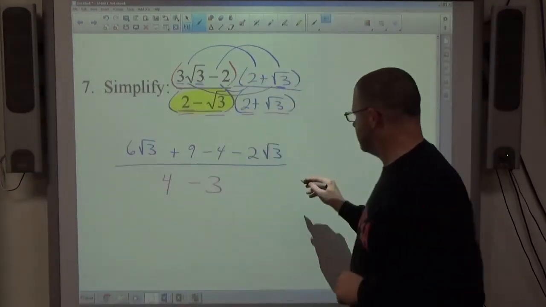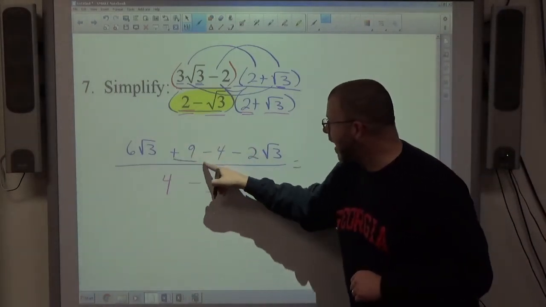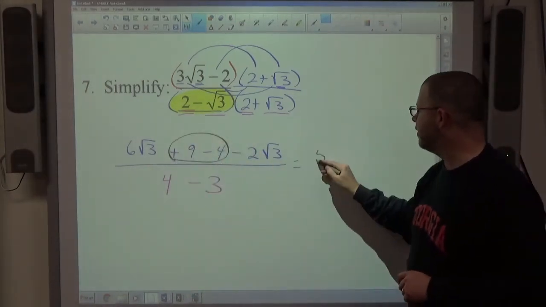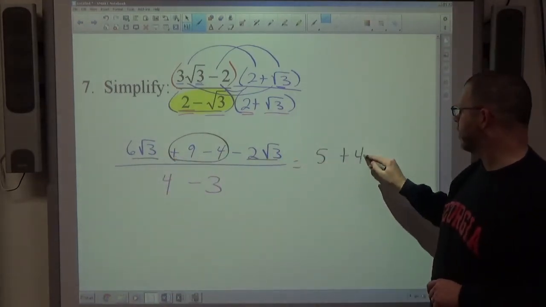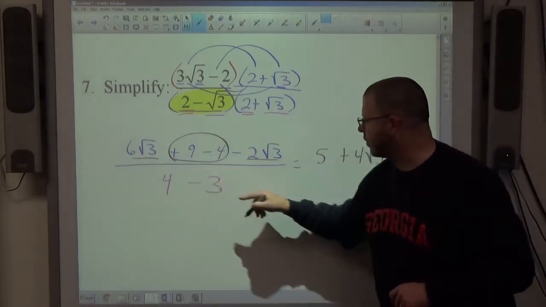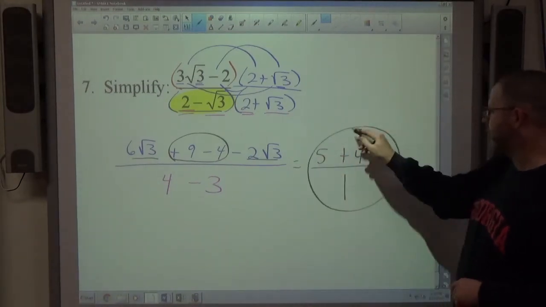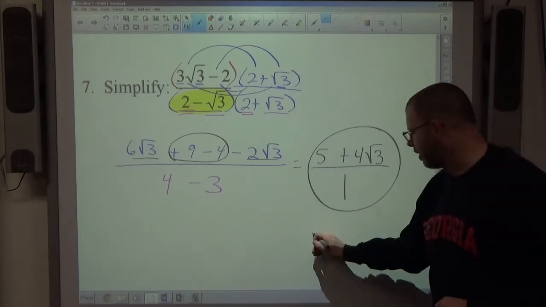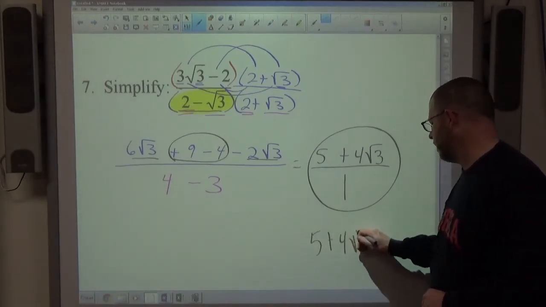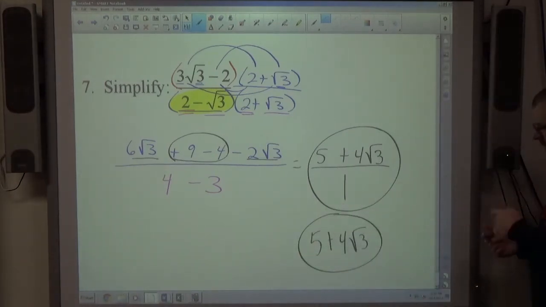Final step, add like terms. So on top, 9 minus 4 makes positive 5. 6 square root of 3 minus 2 square root of 3 makes plus 4 square root of 3. And 4 minus 3 on the bottom makes over 1. If you put the over 1, that's fine. If you just put 5 plus 4 square root of 3, that's fine. So I'm fine with that answer if you just left it as 5 plus 4 times the square root of 3. Realizing that it is over 1, and that means the same thing as just that. Either one of those is fine.